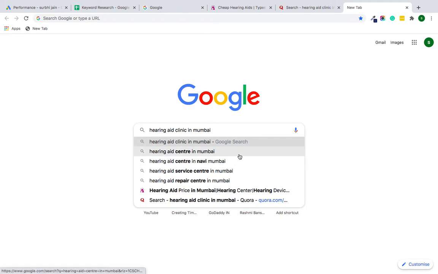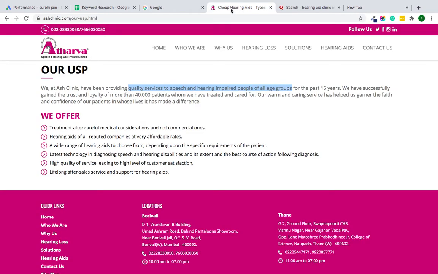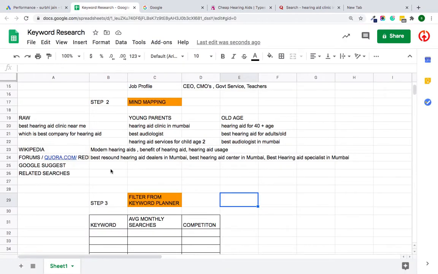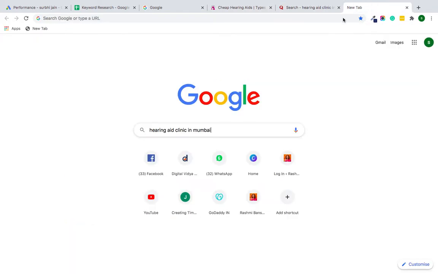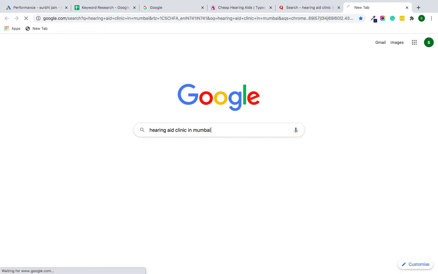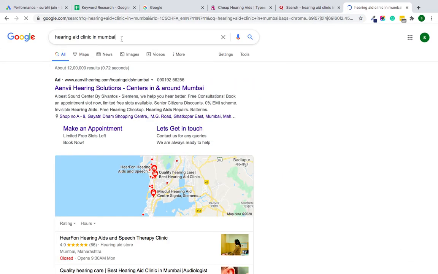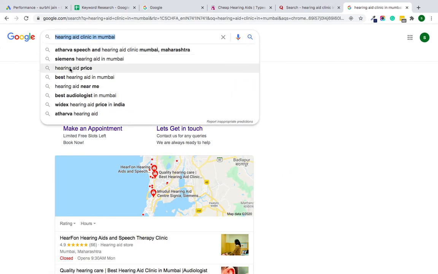So let's type 3 of them. Hearing aid center in Navi Mumbai. I can change the location, of course, to whichever location I have. Hearing aid clinic in Navi Mumbai. Let's see more. I can also type in more keywords and see more suggestions. Hearing aid clinics in Mumbai. Siemens hearing aid in Mumbai.